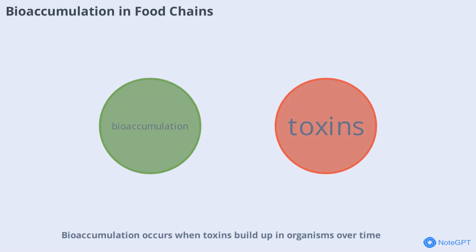Bioaccumulation occurs when toxins build up in organisms over time. As these organisms are eaten, the toxins move up the food chain and become more concentrated. This can harm top predators and even humans. Understanding bioaccumulation helps us see the importance of keeping ecosystems clean and healthy.